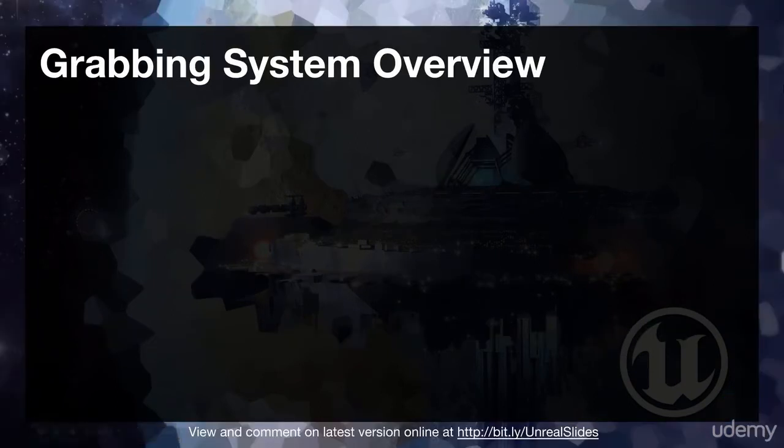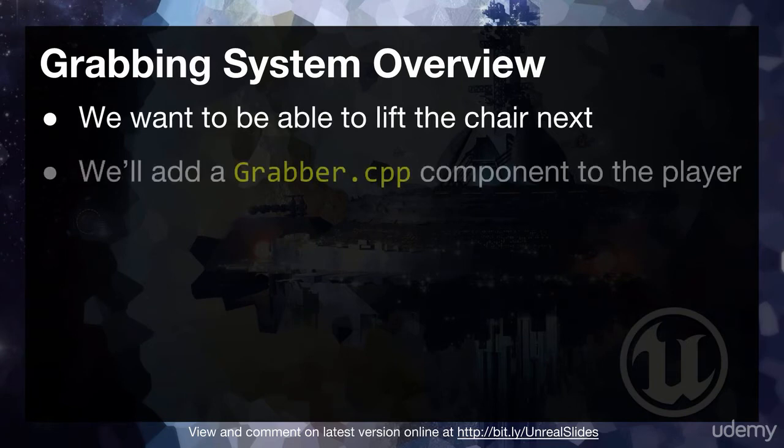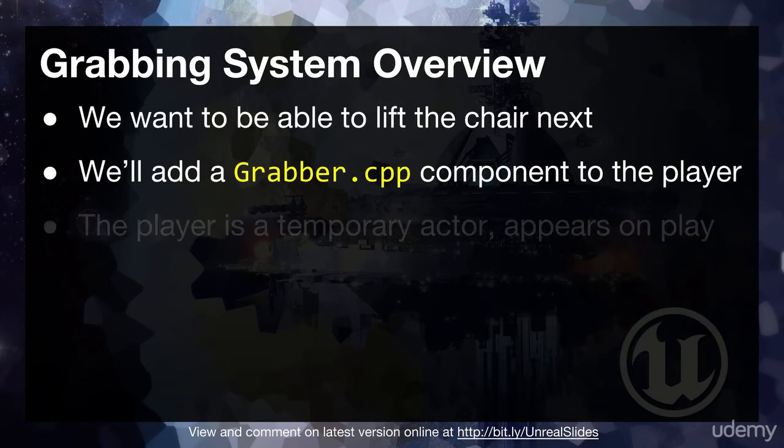Welcome back. So let's take an overview of how I plan to do the grabbing system. We want to be able to lift the chair next, as I said. So we'll add a grabber.cpp component to the player. Now remember that the player in this case is a default pawn, and it's a default pawn that we don't have access to until the game runs, which will introduce some interesting challenges.